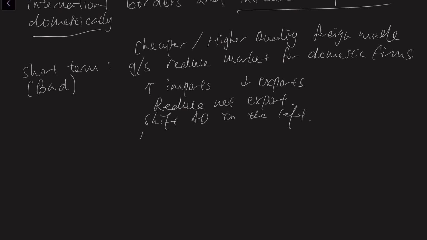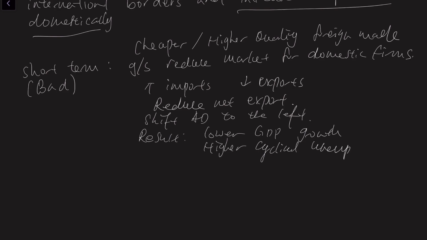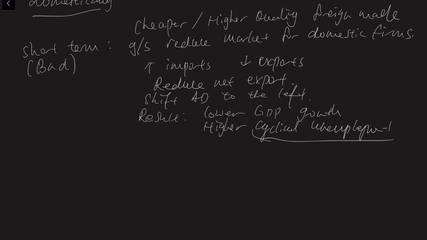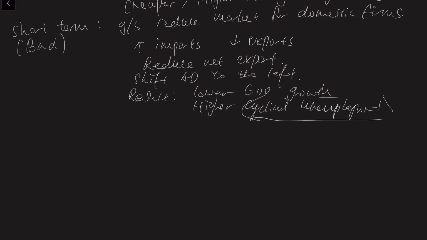And the result is a lower GDP growth. And because of lower GDP growth, we have less demand for labor, so a higher cyclical unemployment. Please refer to my video on full employment for the definition of cyclical unemployment. But this leads to something very interesting.